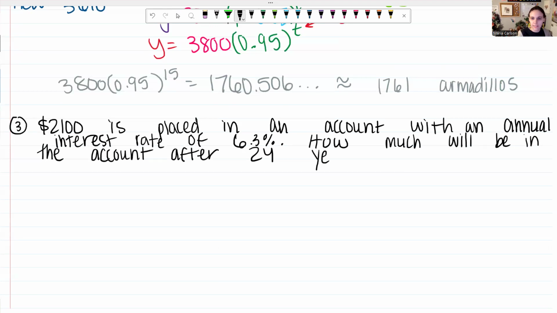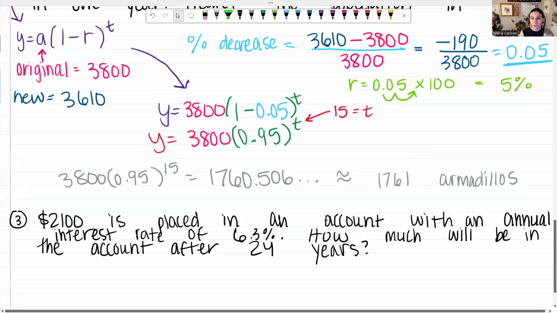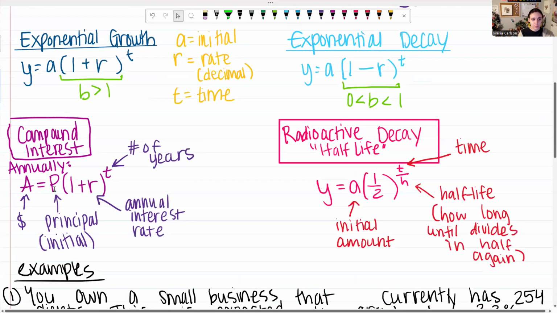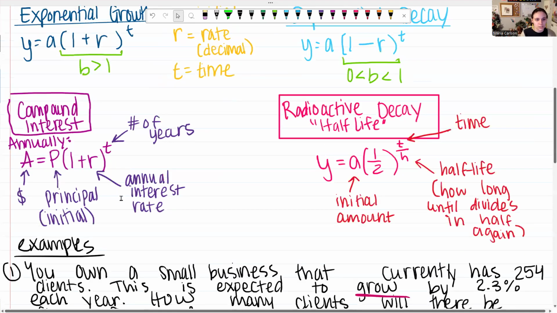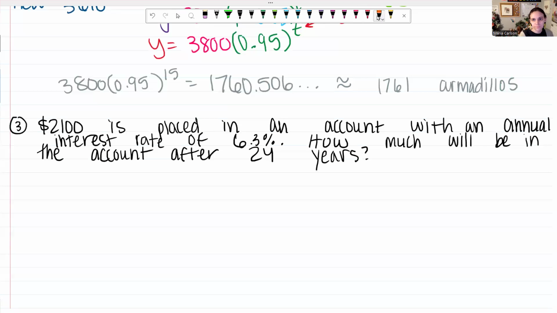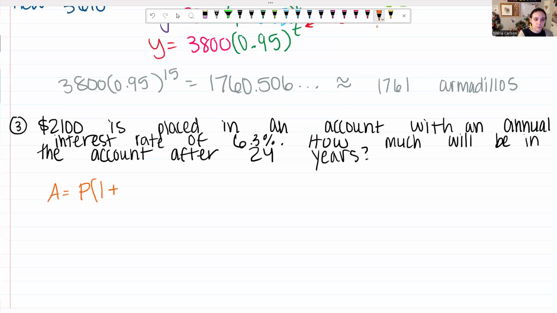Assuming this money in the account has not been touched at all, and that our interest rate is remaining the same. So let's write a formula for this. This is annual interest, so I can actually use this formula that I have up here. A equals P times 1 plus R to the T, or the amount that we have is equal to the principal that we put into the account times 1 plus that rate, the percent as a decimal, raised to the t power.